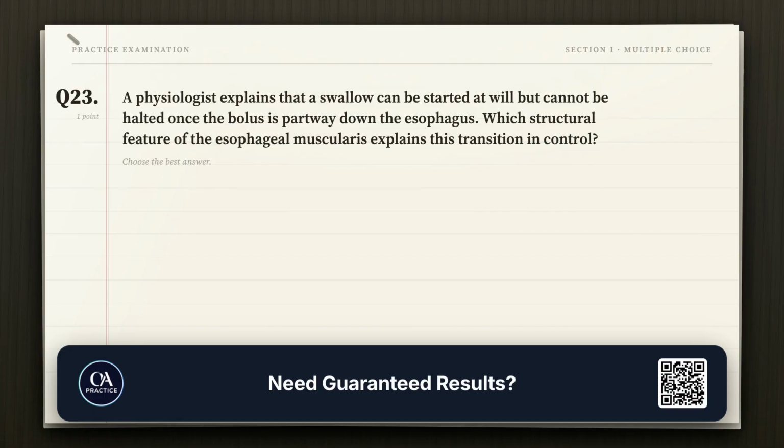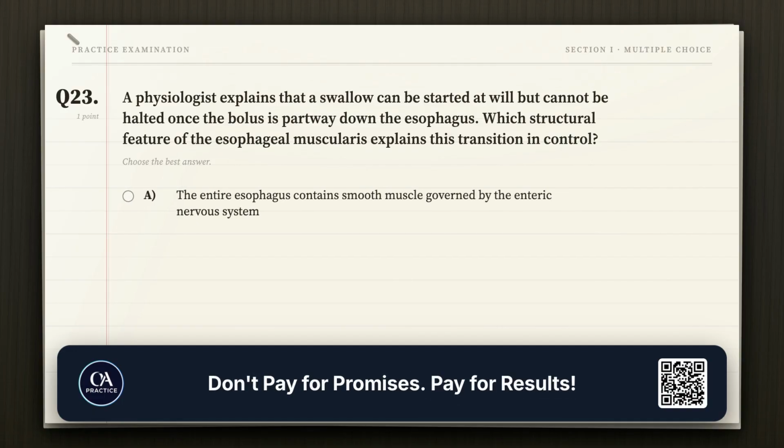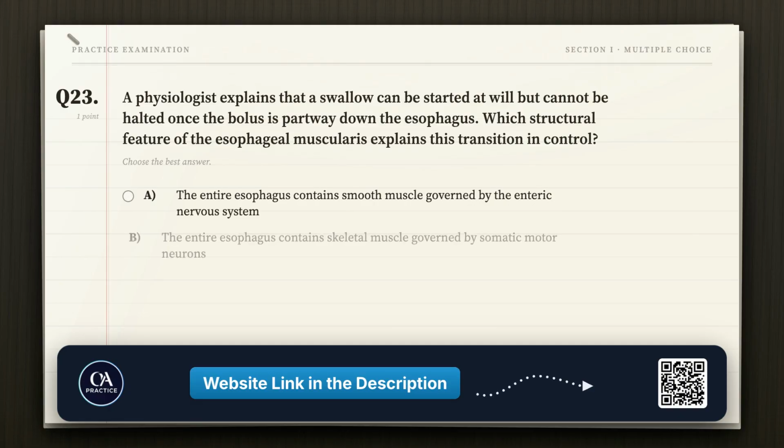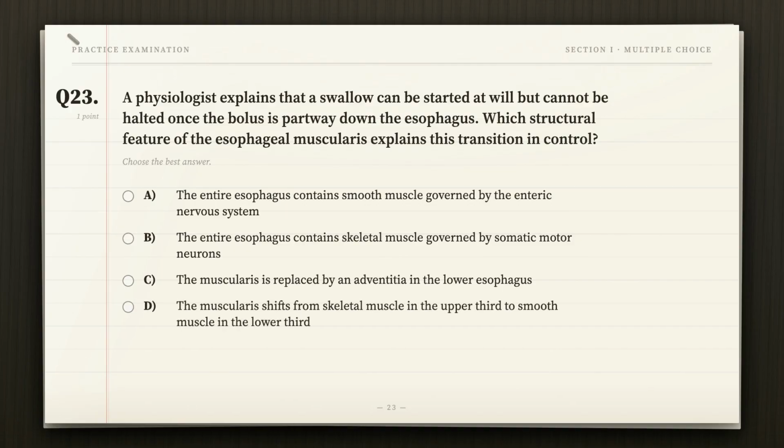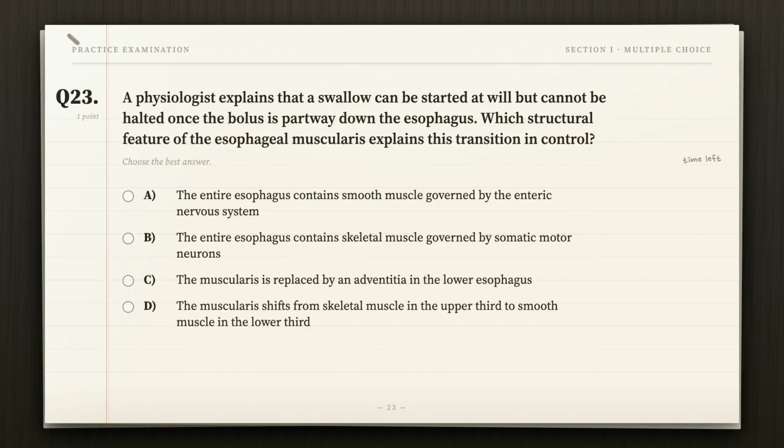Your options are: A. The entire esophagus contains smooth muscle governed by the enteric nervous system. B. The entire esophagus contains skeletal muscle governed by somatic motor neurons. C. The muscularis is replaced by an adventitia in the lower esophagus. D. The muscularis shifts from skeletal muscle in the upper third to smooth muscle in the lower third. Don't overthink it. Which one feels right?